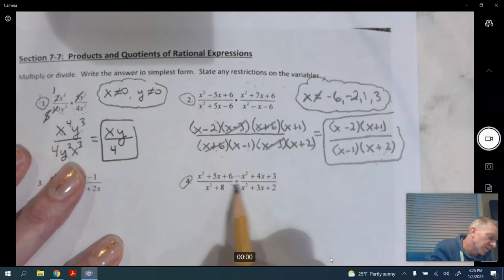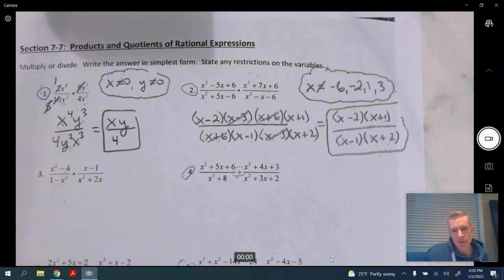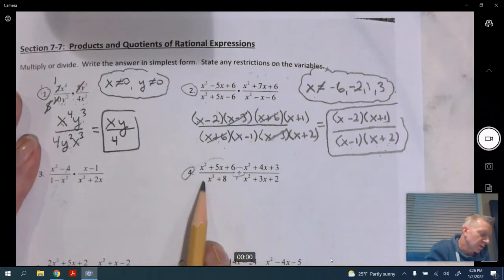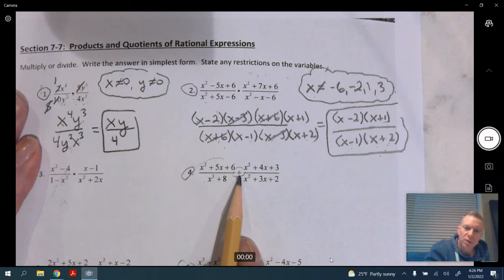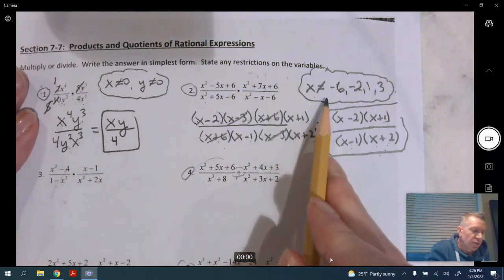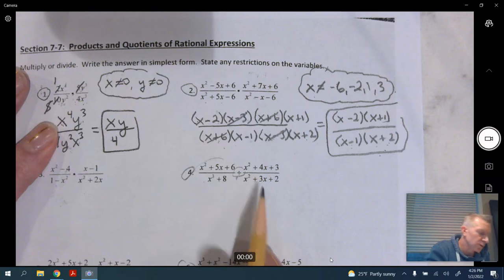Now we have one where we're dividing. And be careful here. I always want to factor first, even before we divide. Because remember, when you divide fractions, you're going to leave the first fraction alone, and you turn the divide into multiply, and you flip the second fraction. Okay? We're not going to do that just yet, because when we're figuring out our restrictions, we have to make sure we figure out all restrictions.